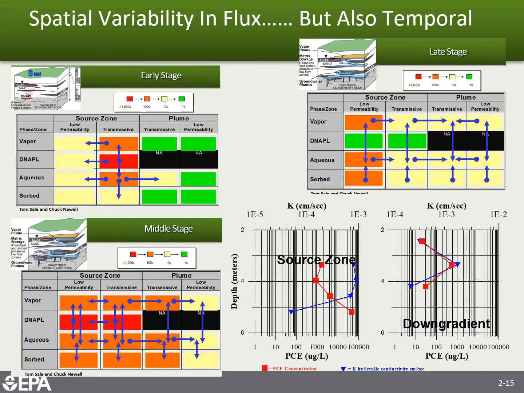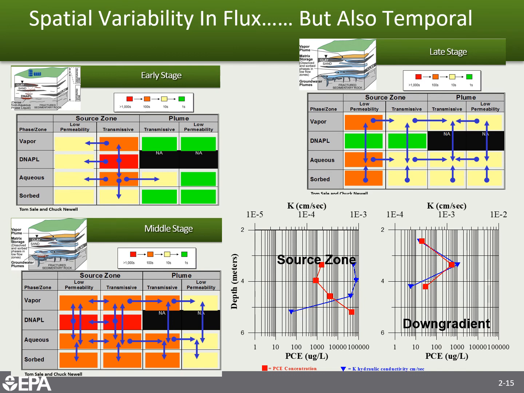So we know that the flux can be variable in space. That is the distribution of the material in space, but it also varies with time. This is an example of what's called the 14 compartment model generated by Tom Sale at the Colorado State University and Chuck Newell with GSI, but it looks at sort of the early, middle, and late stages of a DNAPL site and what the source zone and plumes look like and where mass might be moving.